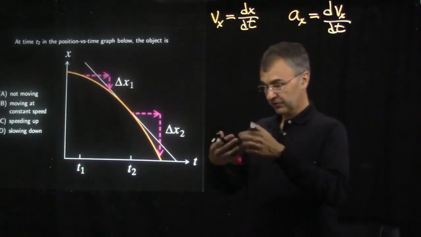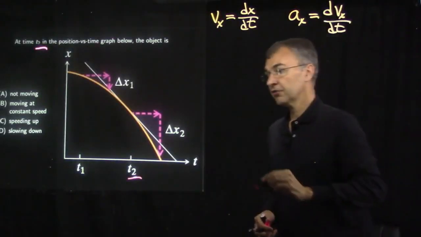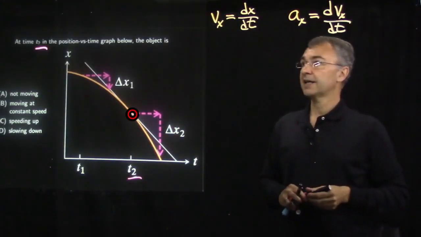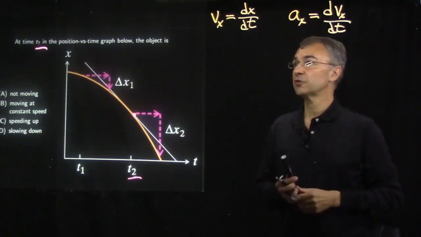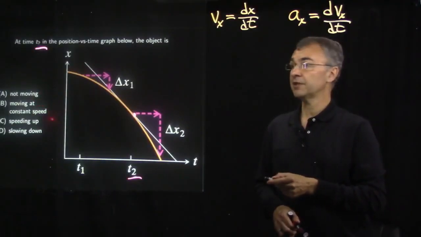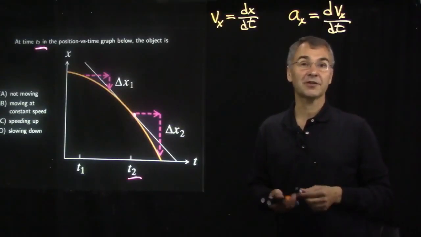So this graph wants us to focus our attention at time t2, which is over here. So I guess we want to focus on what's happening somewhere around this point. And at time t2, the question wants us to ask, is the object not moving? Is the object moving at constant speed? Is the object speeding up? Is the object slowing down? So let's go through one by one and try to either confirm it or rule it out.